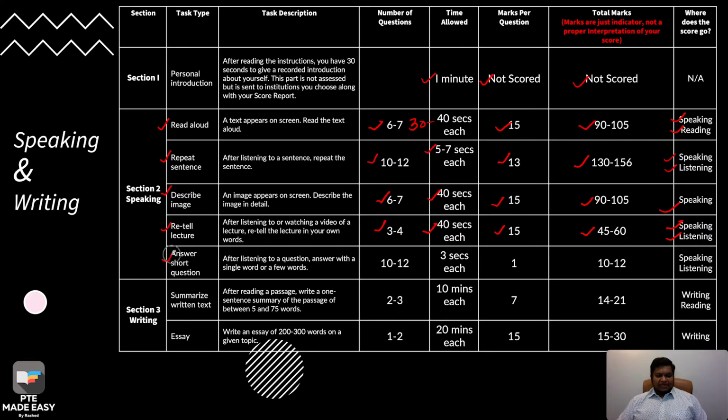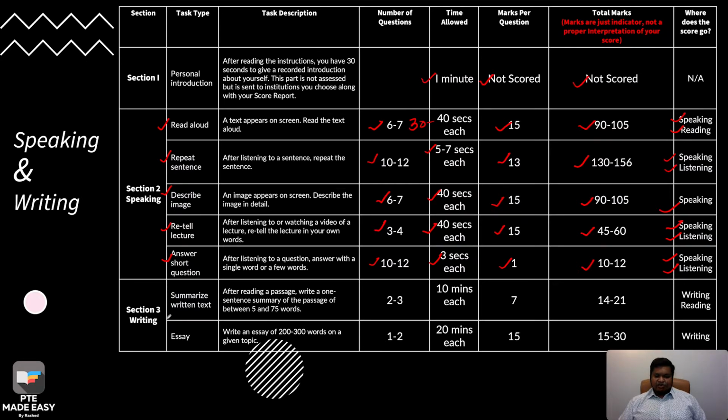Next question type is answer short question. You have 10 to 12 questions like this, 3 seconds for each question to answer, and 1 mark for each question. That will mean 10 to 12 marks altogether, and score goes to speaking as well as listening. And this is the end of your speaking section, followed by the writing section.